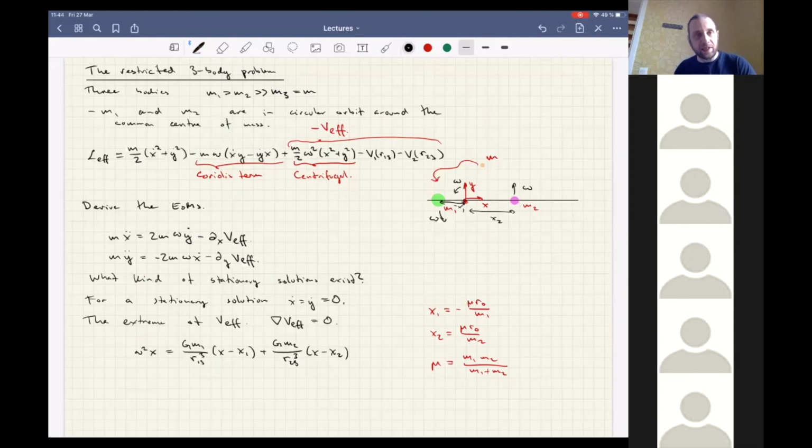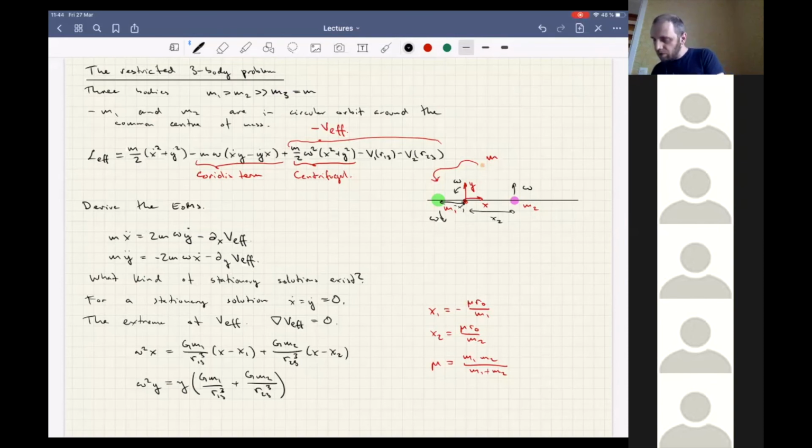So this is the equation that needs to be satisfied in the x direction. We have a similar equation in the y direction. Omega squared y needs to be equal to y times G m1 divided by r13 cubed plus G m2 divided by r23 cubed. So if we can solve those two equations simultaneously, we're going to know that putting a mass there means that it can be stationary at that point.